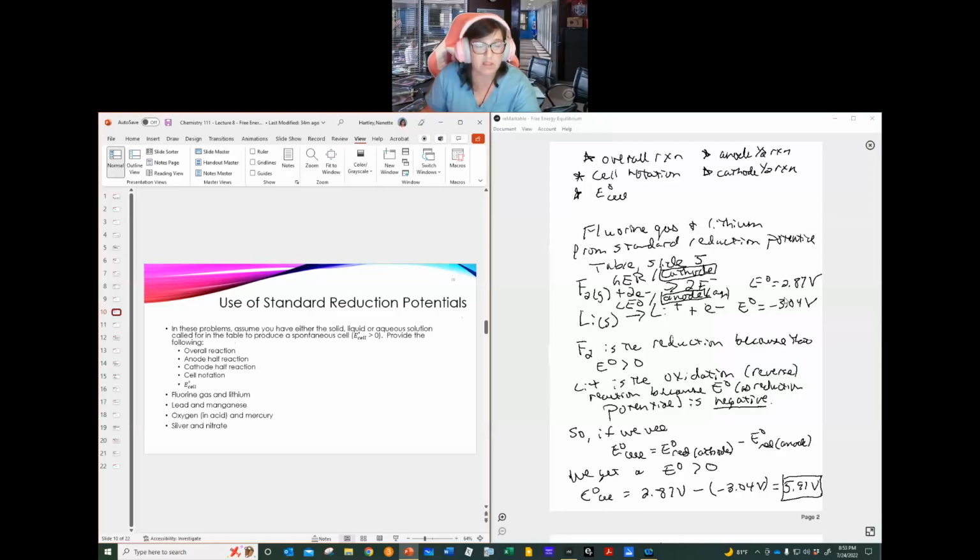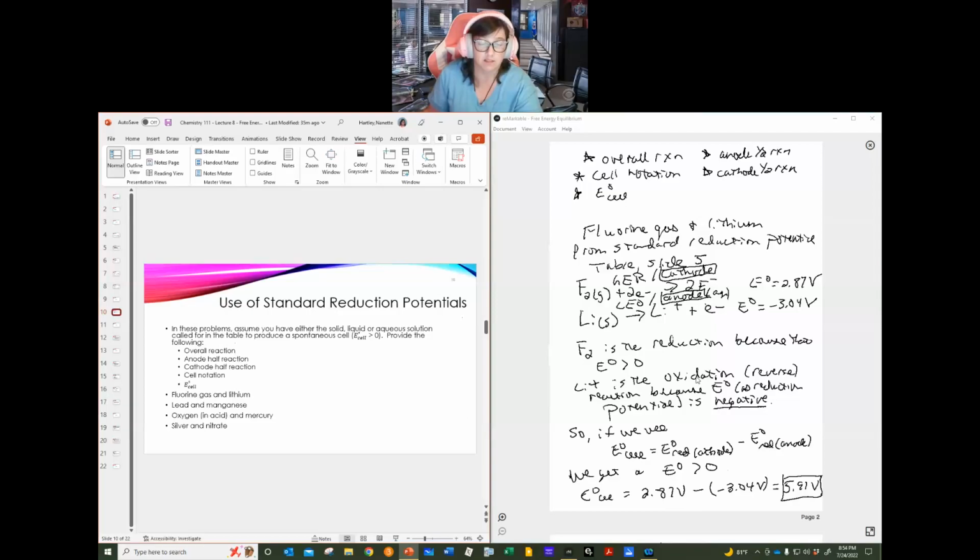Okay. F2 is the reduction because that E naught is greater than 0. Li plus is the oxidation, the reverse reaction, because E naught as a reduction potential is negative. So if we use E cell equals the E naught reduction for the cathode minus the E naught reduction for the anode, we get an E cell which is greater than 0, which is 2.87 minus the negative 3.04 equals 5.91 volts, which is greater than 0 and spontaneous, as written.